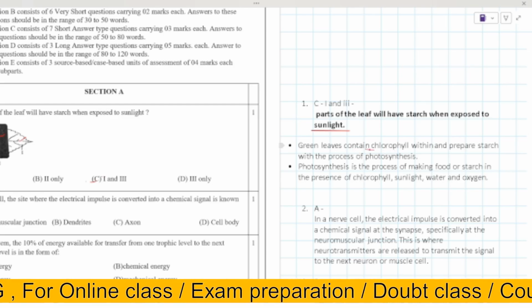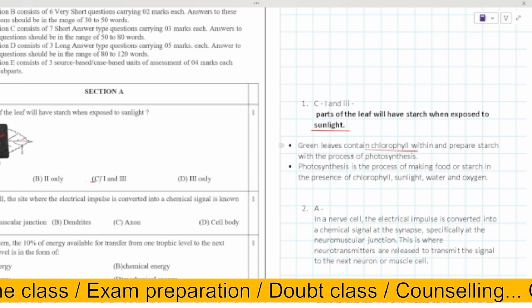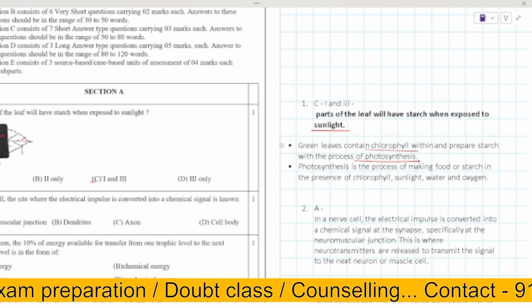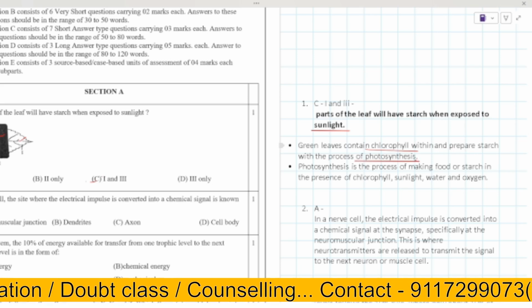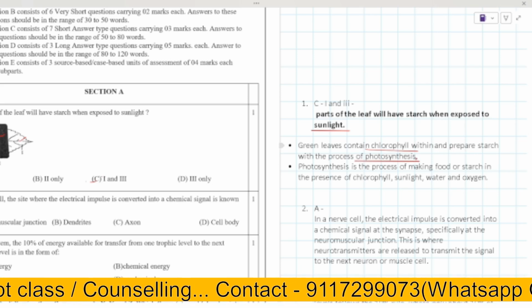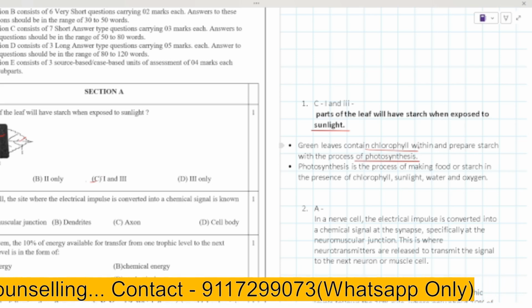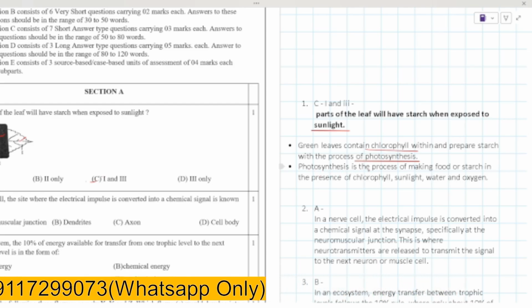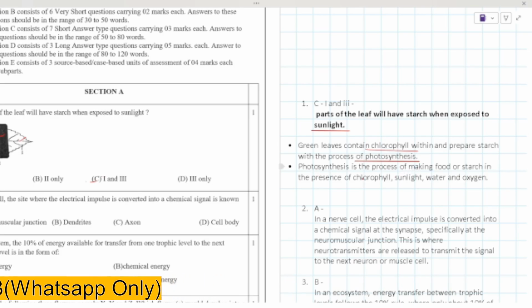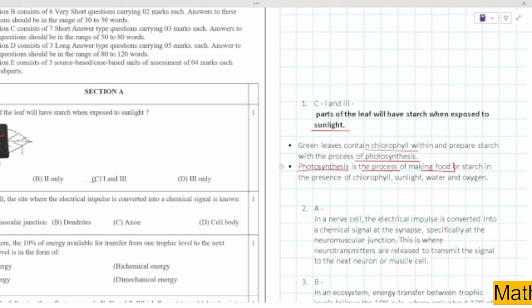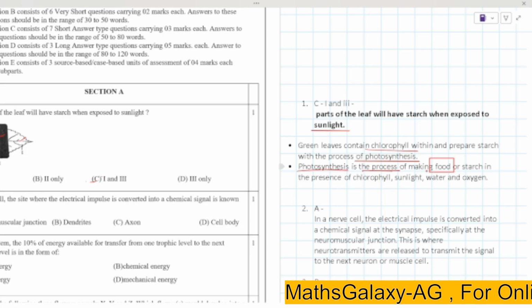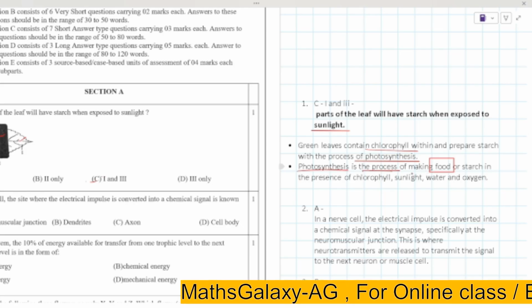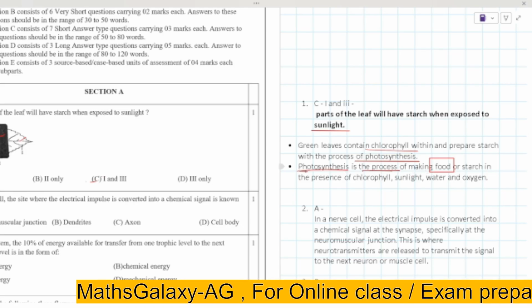After that, green leaves contain chlorophyll within and prepare starch with the process of... by which process is food prepared? Photosynthesis. Good, right? So photosynthesis is the process of making food. Just like we make food, plants also make their food, right? And that process is known as photosynthesis.